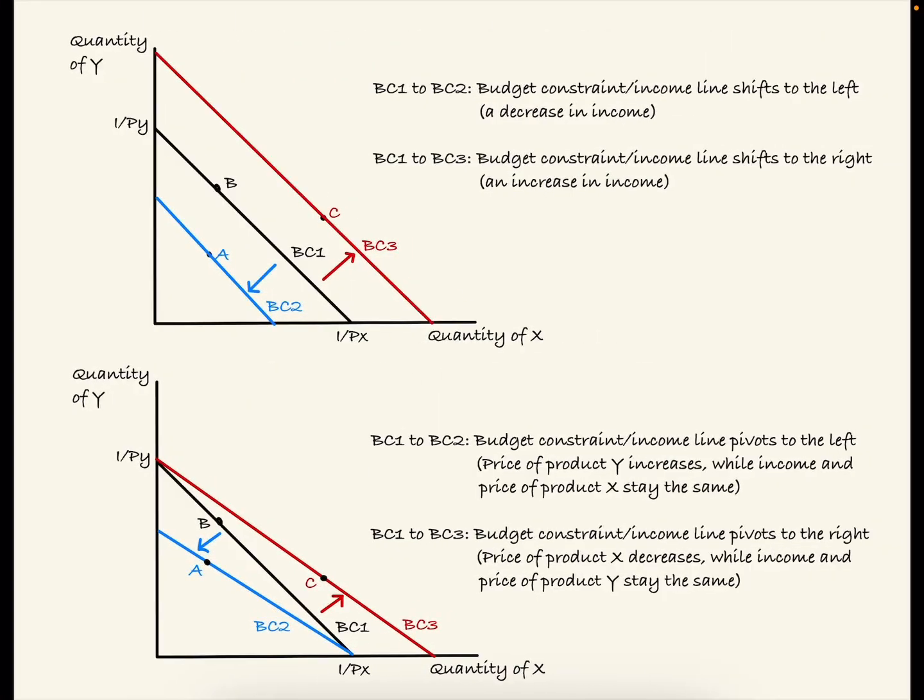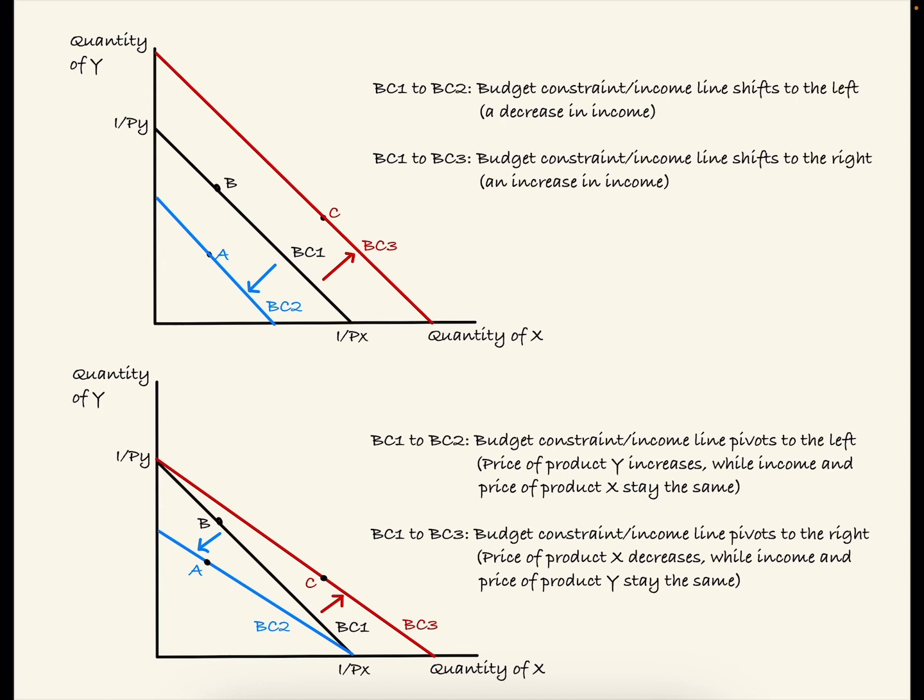Let's take a look at some shifts or pivots in the budget constraint line. Let's take a look at our first example. From BC1 to BC2, represented by the blue arrow, the budget constraint/income line shifts to the left. This represents a decrease in income. On the other hand, represented by the red arrow, the budget constraint/income line shifts to the right, from BC1 to BC3. This represents an increase in income.